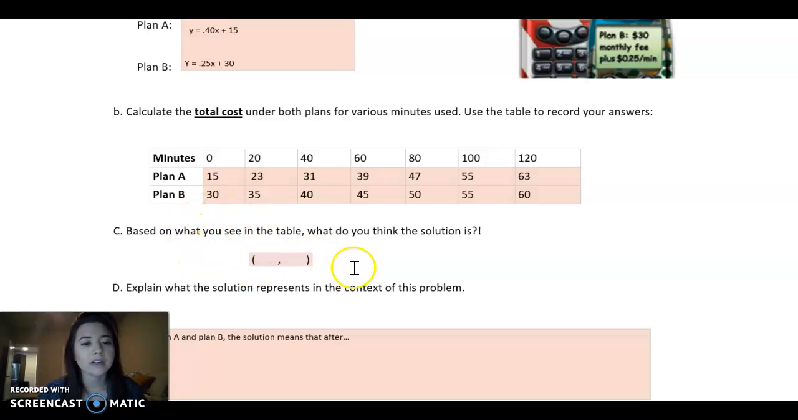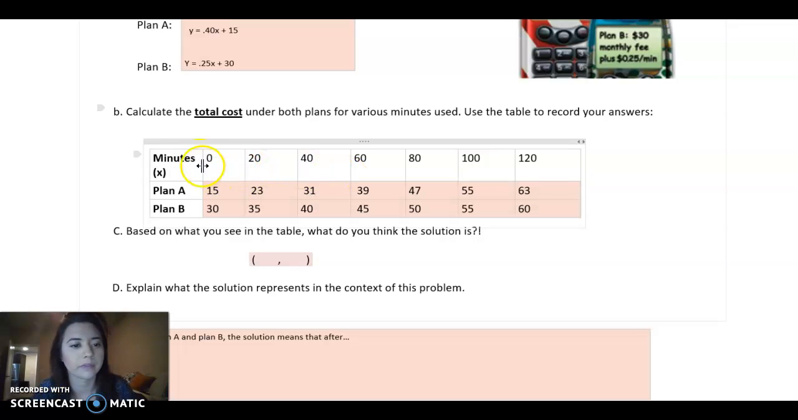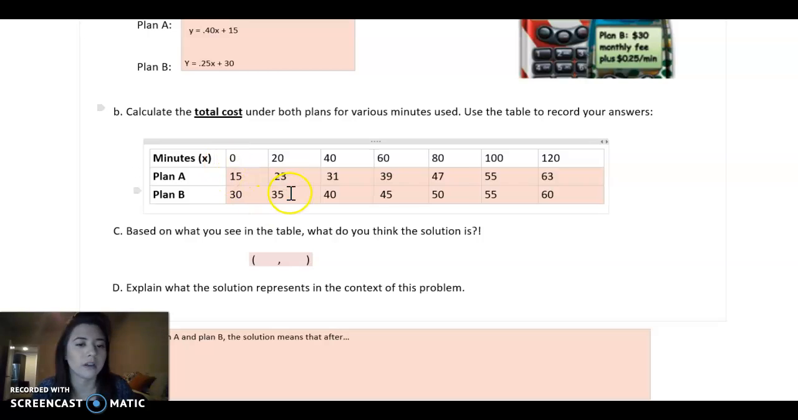All right, so based on this, what do you think the solution is? Look over these. What point do you think the solution is? Remember that these minutes are your x values, and then the price in here is your y value.